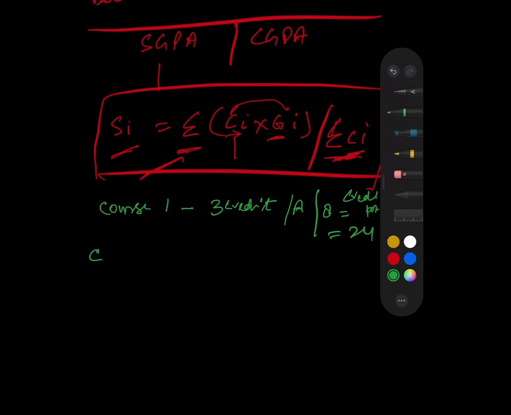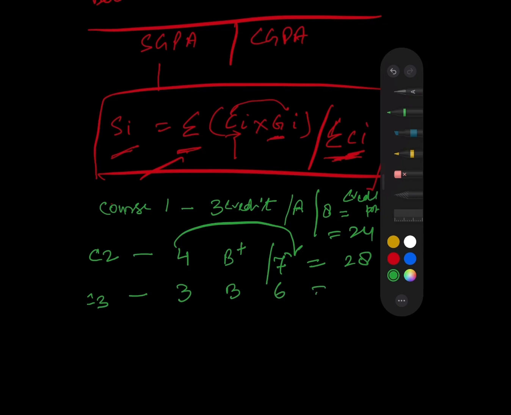Coming to course 2. Course 2 is of 4 credits, for example. You got B plus. Then the grade point will be 7. What will be the credit point? 7 into 4 is 28. Course 3, 3 credits. You got B. If it is B, then the grade point will be 6. What will be the credit point? Again 6 into 3 is 18.